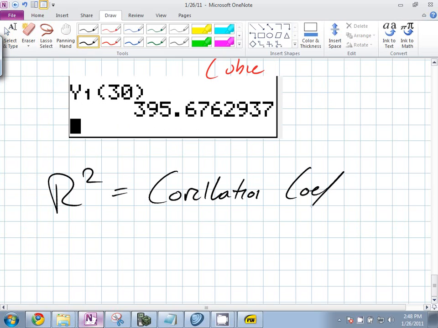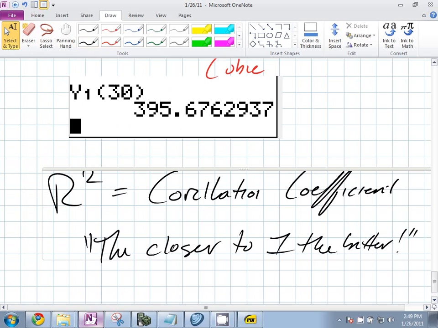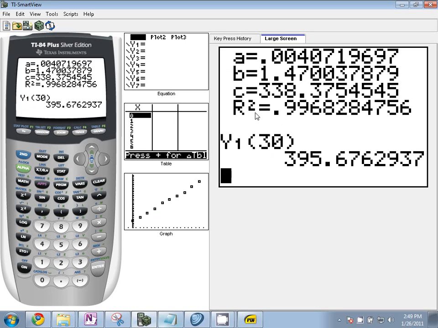The closer to 1, the better. So, correlation coefficient. I'm sorry about the crappy handwriting right now. The closer to 1, the better. That's what you're looking for. So if we go back and look at this, in general, is that a pretty good correlation coefficient? Yeah. In general, that's pretty good. Our linear one was actually very close to that.